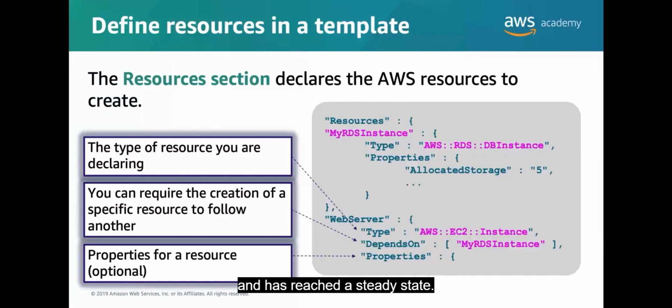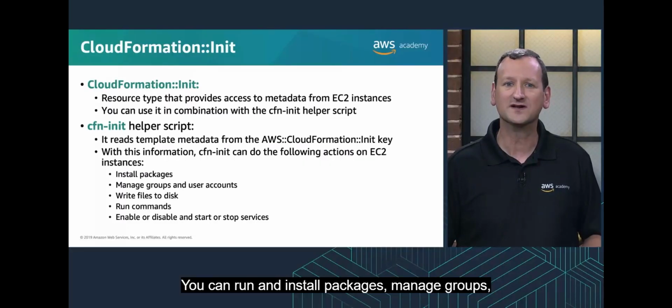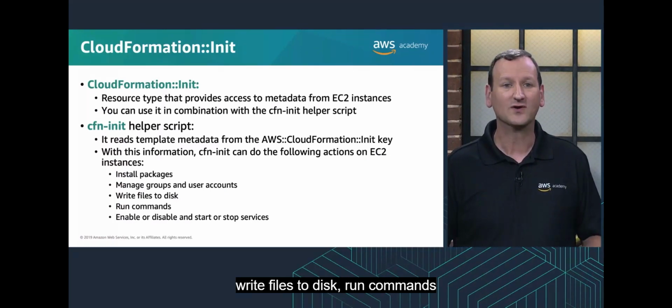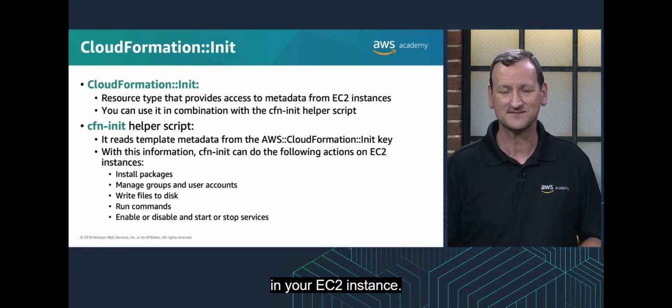Use the AWS::CloudFormation::Init resource type to include metadata on an EC2 instance for the cfn-init helper script. If your template calls the cfn-init script, the script looks for resource metadata that is provided in the AWS::CloudFormation::Init key. You can install packages, manage groups, write files to disk, run commands, and enable or disable start or stop services in your EC2 instance.